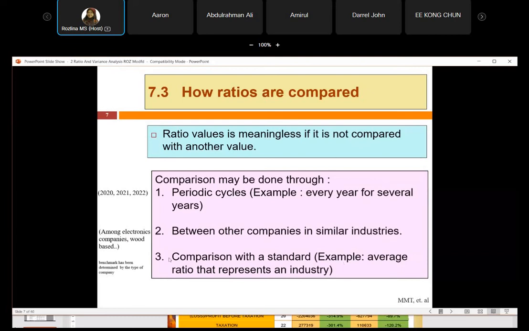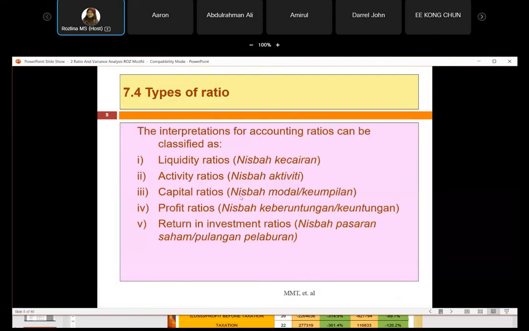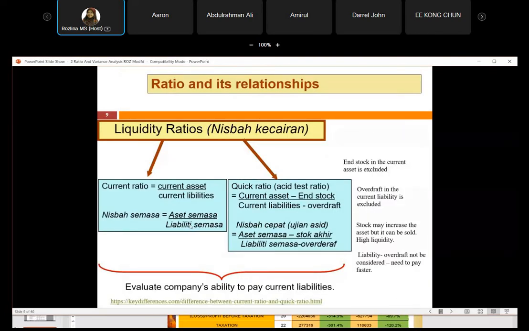Then the comparison with a standard is quite similar to number 2. You want to see your ranking. The benchmark is determined by the type of company. Okay, these are the types of ratio: liquidity ratio, activity, capital, profit, and return. The formula will be given to you, so you just use it. After you create the account, you will use the numbers, let's say current assets, current liabilities. Just put the numbers based on the formula.